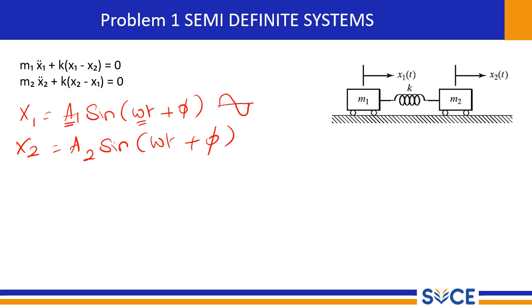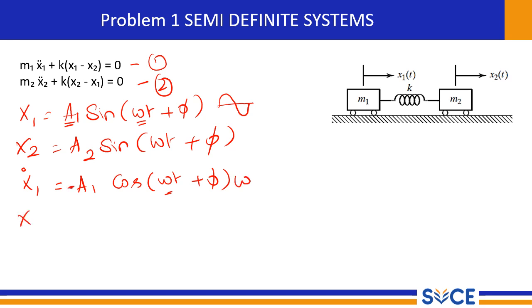So when I have to substitute both these terms in equations 1 and 2, I have to see what x1 dot, that is velocity, is going to be. If I differentiate x1 with respect to time t, a1 is constant, so no need to differentiate it. I differentiate sine omega t with respect to t, so sine will become cos (omega t plus phi). This omega will come outside, and also a minus sign.